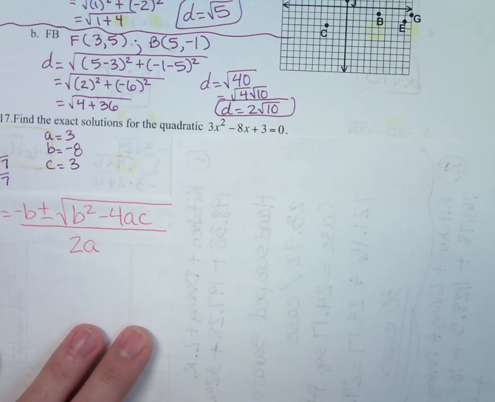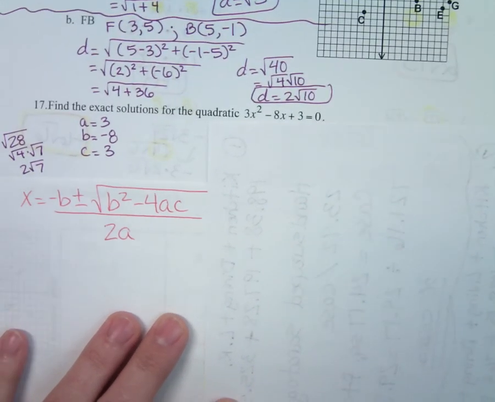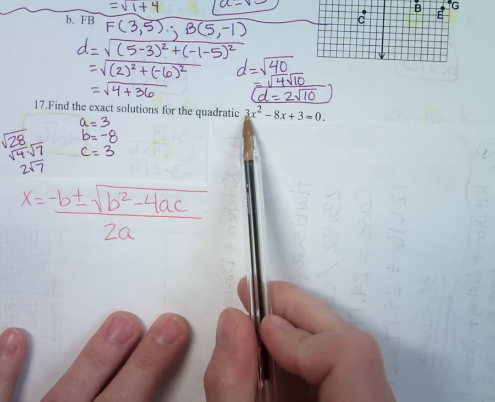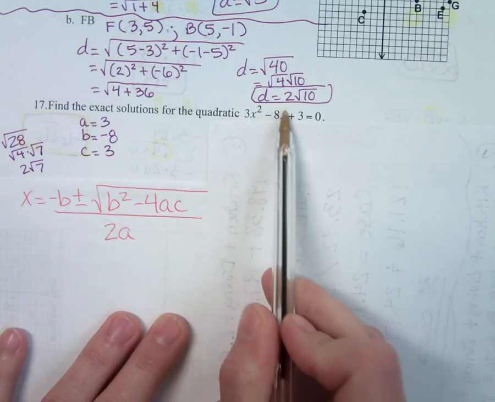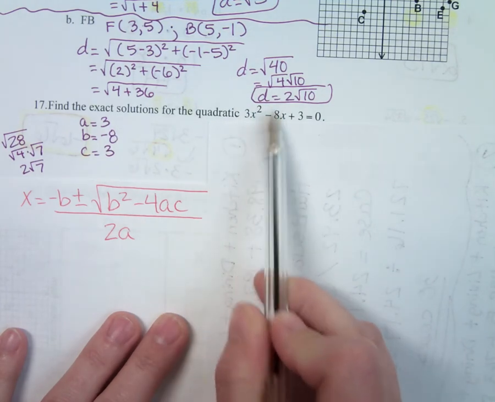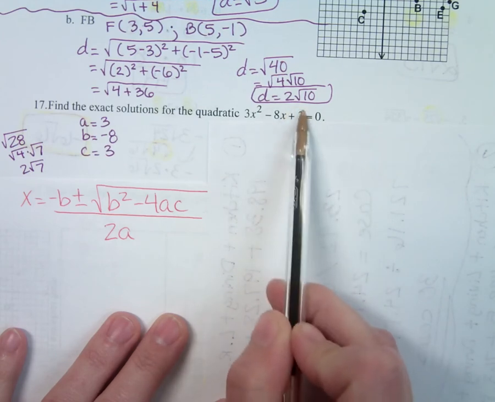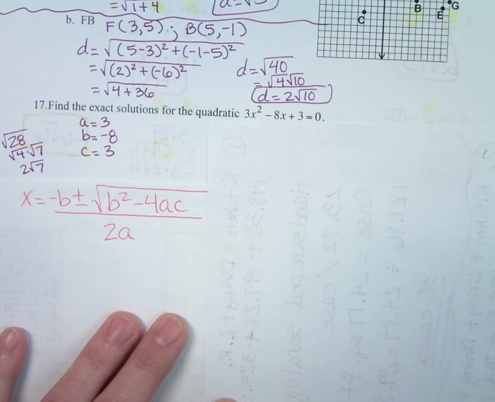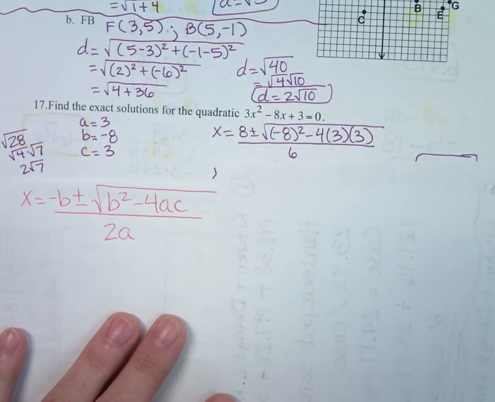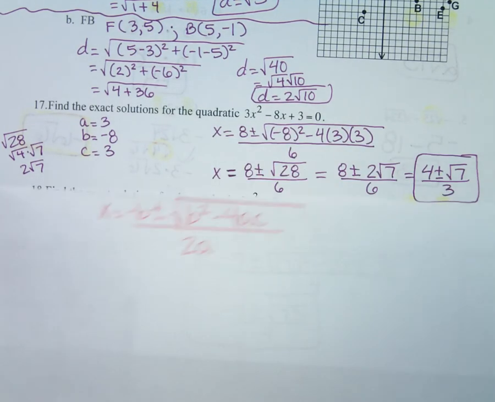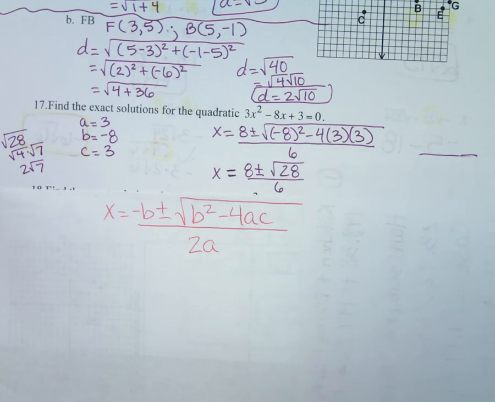I can't help it, I just have to do this. So my A is the number in front of the x squared, so A is 3. My B is the number in front of the x, so B is -8. And my C is the constant, the number without a variable, so the C is a 3. And then I just do what the formula tells me.